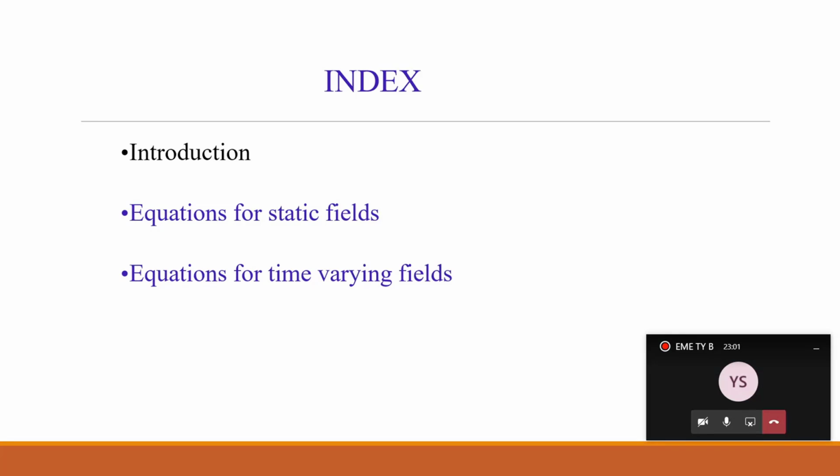So static fields means the fields which are not changing with respect to time, and time varying fields means there is a dependency on time for the various quantities, because they are changing with respect to time. So these two fields are there, static fields and time varying fields. For both the fields, we are going to see the equations differently. Same equations are there, but there will be a time derivative term in the time varying fields. In static fields, there is no time relation.